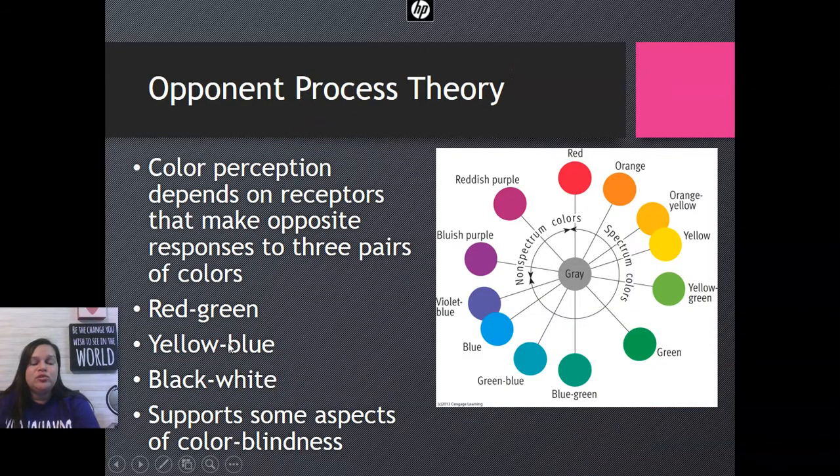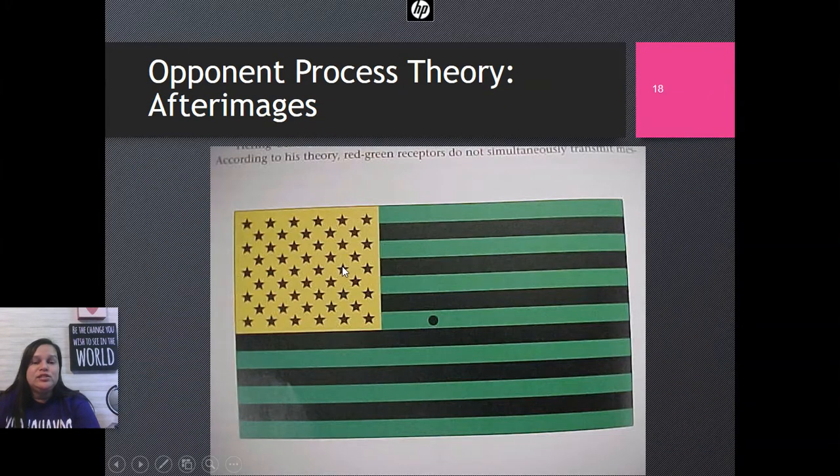So remember we had red-green, yellow-blue, black-white. So that yellow is going to switch to blue, black is going to switch to white, and the green is going to switch to red. You will see the right colored flag. So what will happen is that you will have fatigued or worn out your rods and cones, and then it will show the opposite one. It basically says that each of your cones can show one of two colors. And when you wear out one, you see the other. We'll try it out in class.